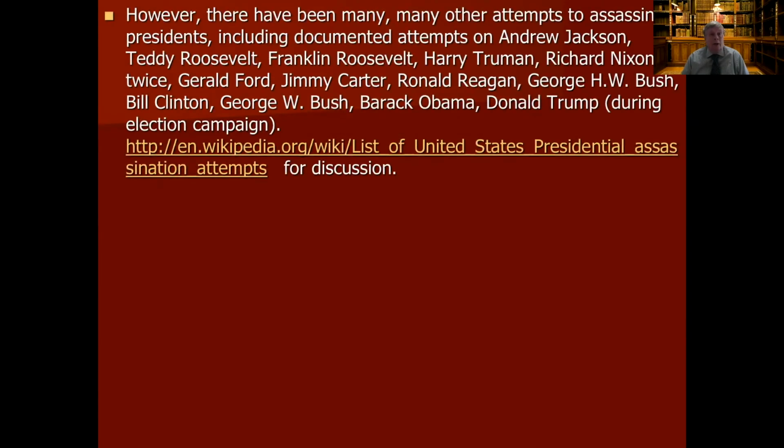However, there have been many, many other attempts to assassinate presidents, including documented attempts on Andrew Jackson, Teddy Roosevelt, Franklin Roosevelt, Harry Truman, Richard Nixon, twice, Gerald Ford, Jimmy Carter, Ronald Reagan, George H.W. Bush, Bill Clinton, George W. Bush, Barack Obama, and Donald Trump during the election campaign. You can go to the Wikipedia article that I've got here for more discussion of these assassination attempts.